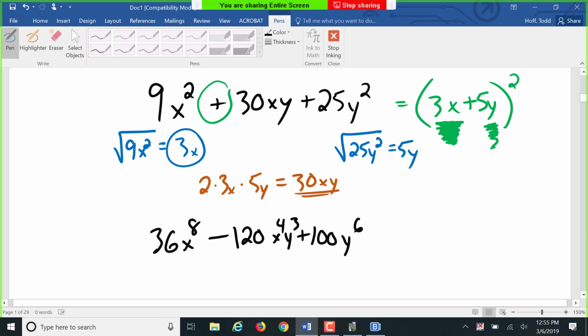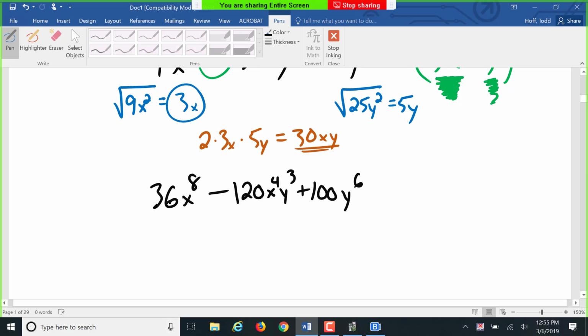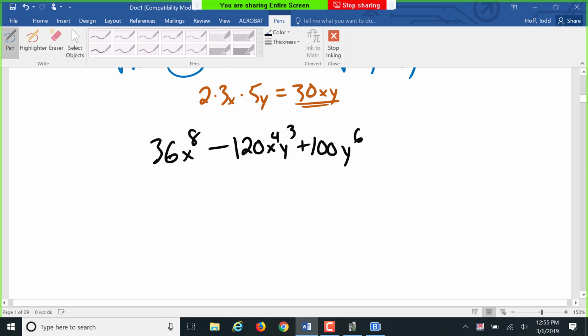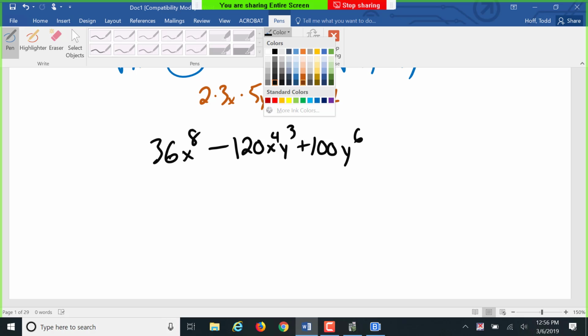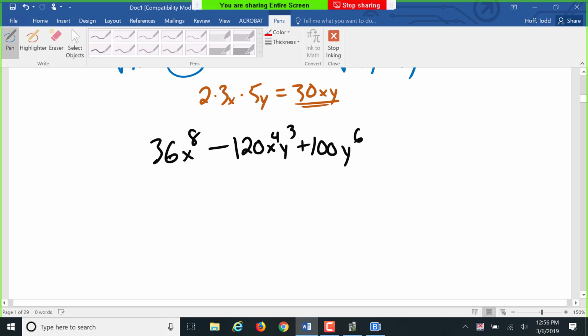So we might have 36x to the 8th minus 120x to the 4th, y to the 3rd, plus 100y to the 6th. Now, first thing I want to do is verify, is this in quadratic form? Yeah, going this way, I have x to the 8th and x to the 4th. Going the other way, we have y to the 6th and y to the 3rd. 3 is half of 6, 4 is half of 8. So we're good in that direction.